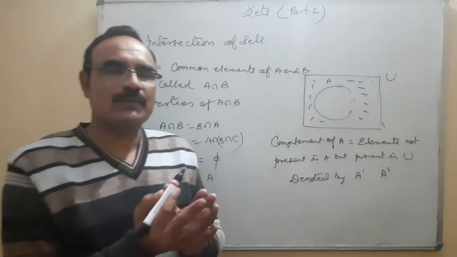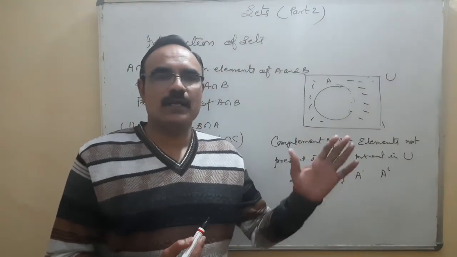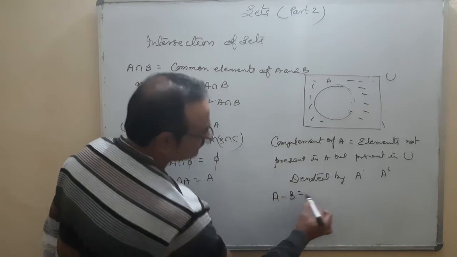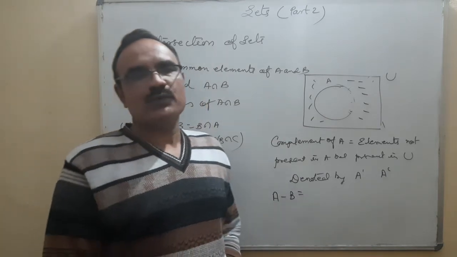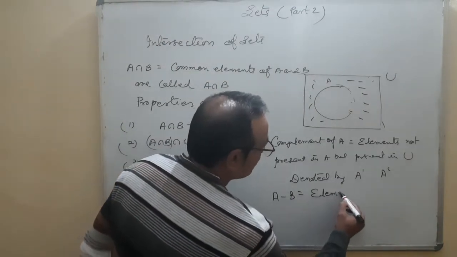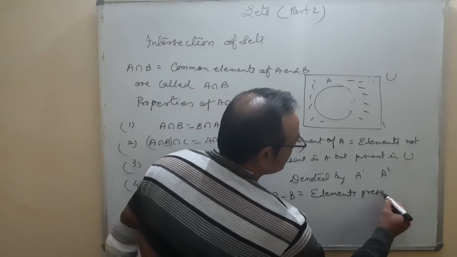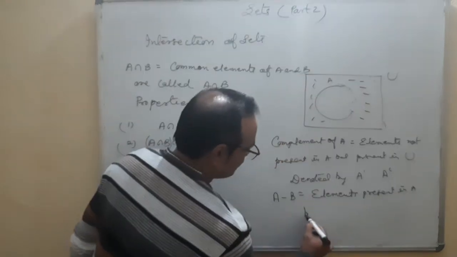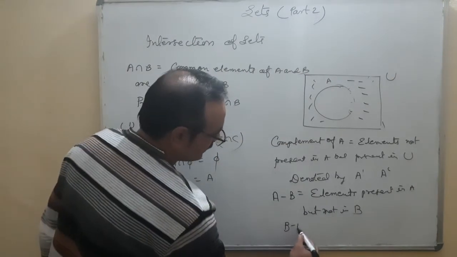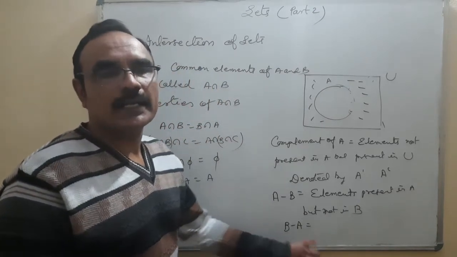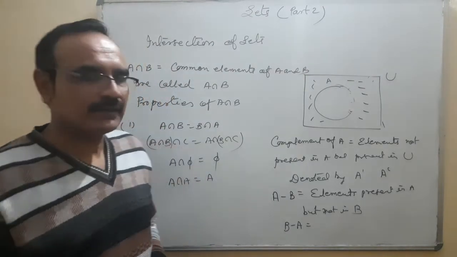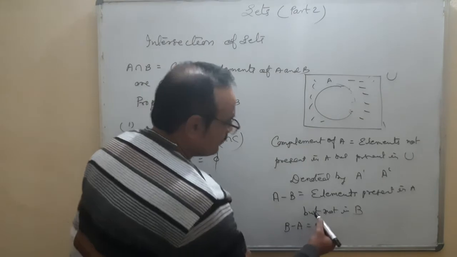Complement, what does it mean? The elements which are not present in A but present in the universal set. Then A difference B: elements which are present in A but not present in B. Same as B difference A: elements present in B but not in A. A difference B and B difference A. Is that clear?